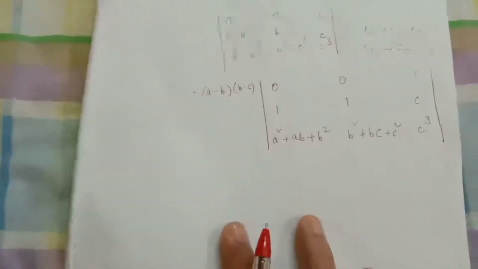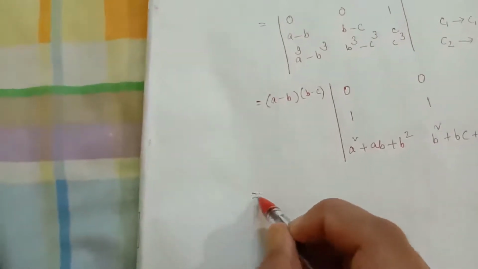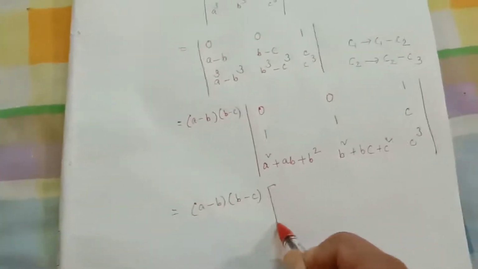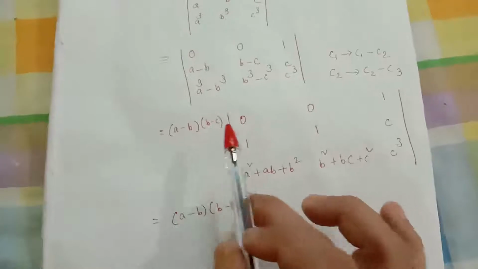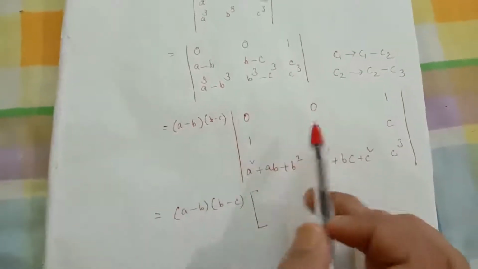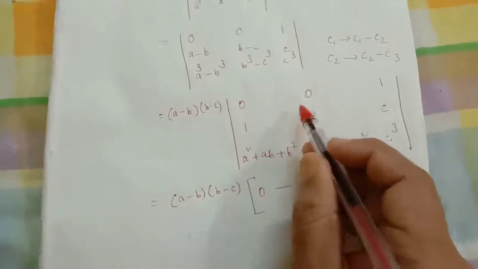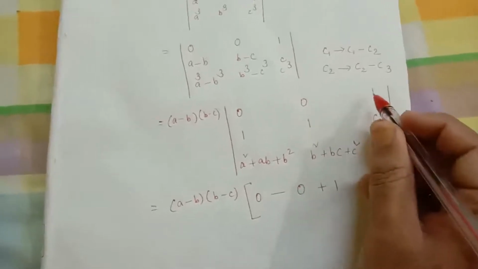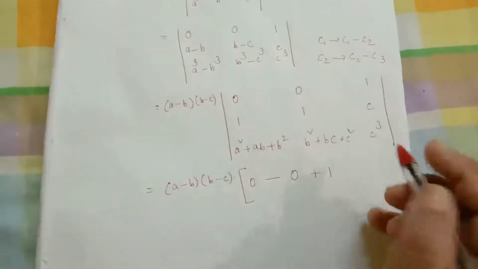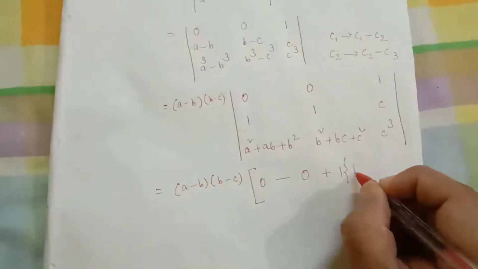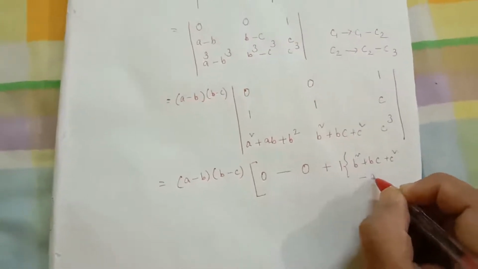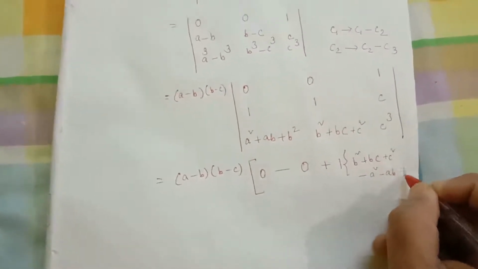Okay. Now let us expand along the first row. As there are two zeros in the first row, the signs will be plus, minus and plus. 0 into anything will be 0, minus 0 into anything will again be 0, plus 1 into this into this, minus this into this. So it will be B square plus BC plus C square minus A square minus AB minus B square.